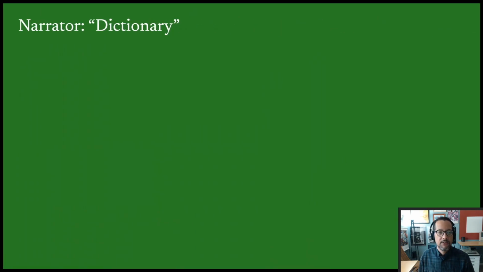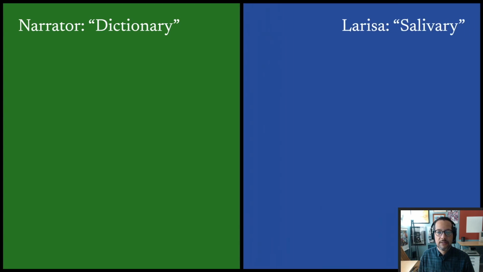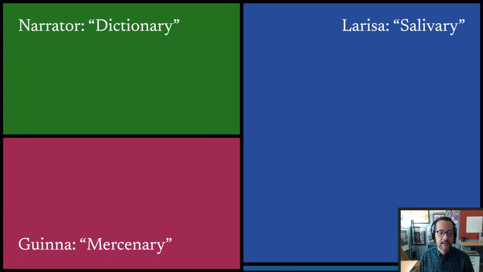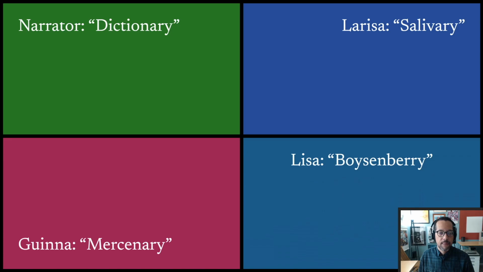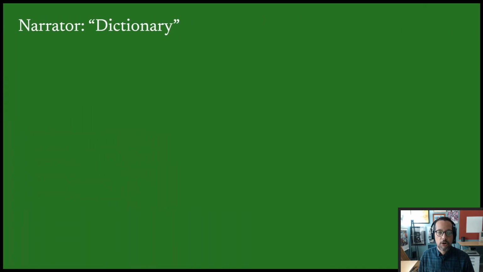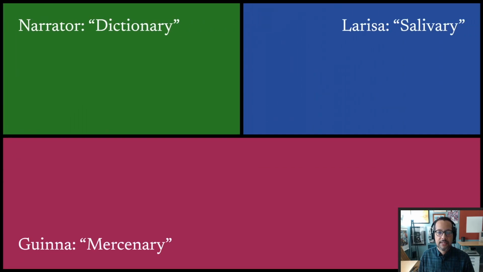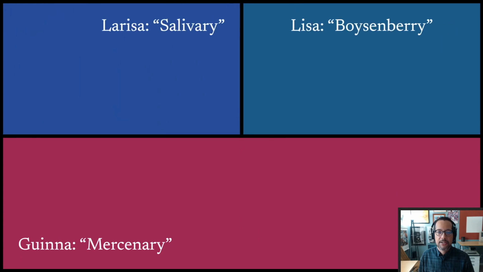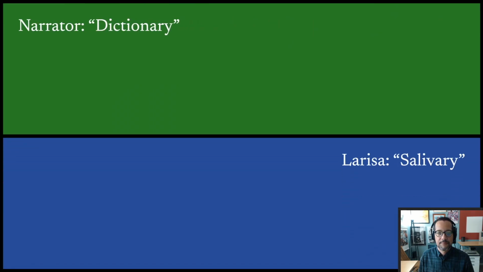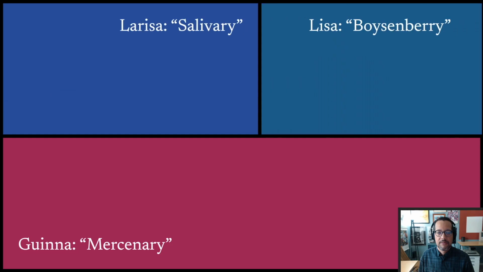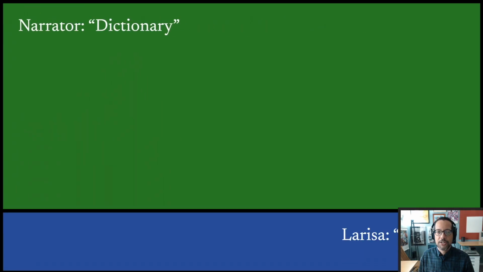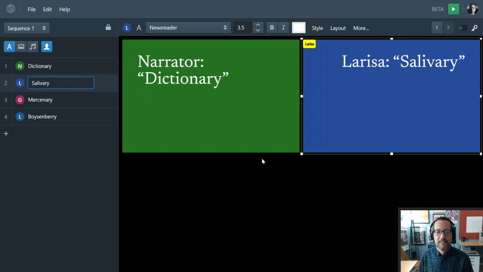If I go ahead and preview my story now, we've got the narrator, Larissa, Gina, and Lisa. All right, and as we start over again, you might notice that the layout isn't always the same. It seems to be changing each time. Now let's take a look at why that is.